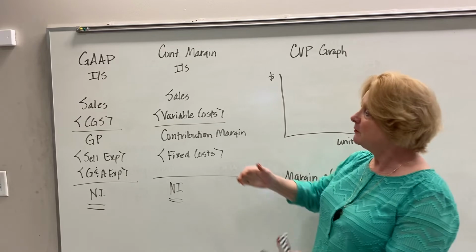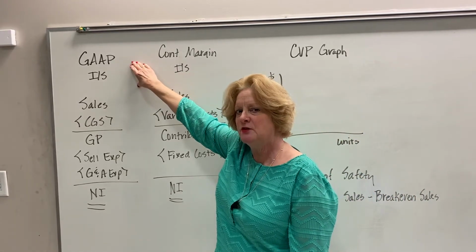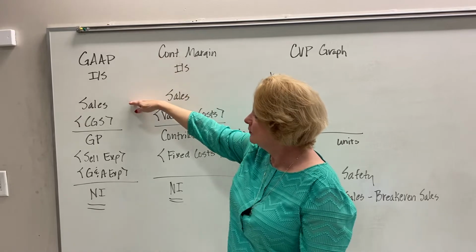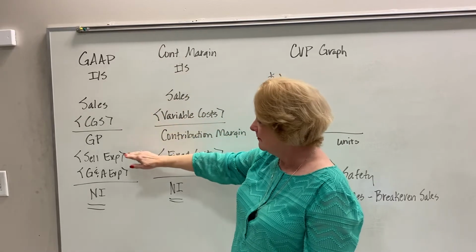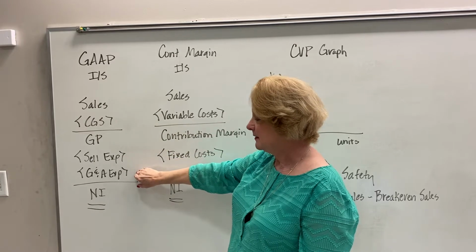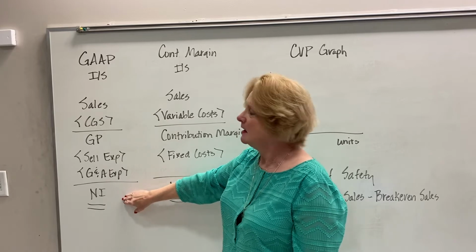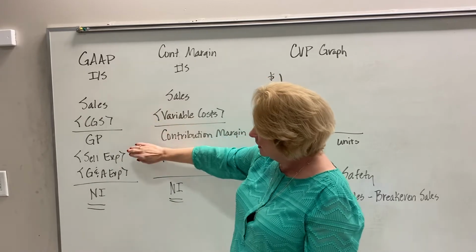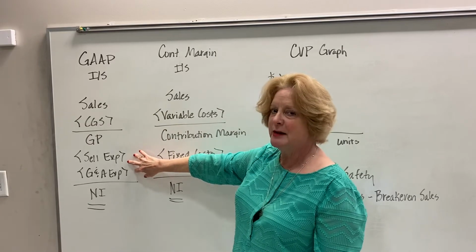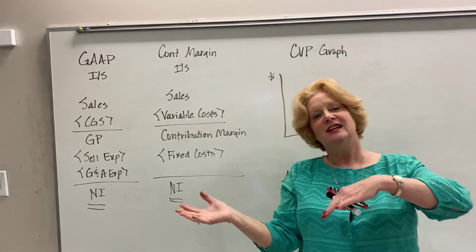You will remember from last semester the format on our GAAP income statement. This is the one we've used over and over. Sales minus cost of goods sold gives me gross profit, minus my selling expenses, minus my general and administrative expenses gives me net income. The cost of goods sold are our product cost, our selling and G&A are our period cost.